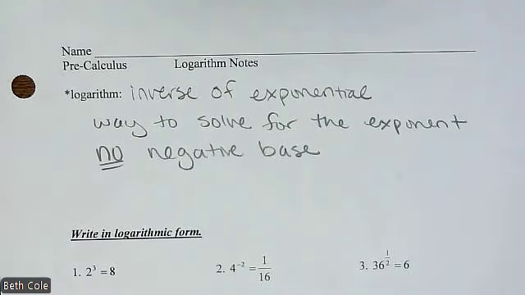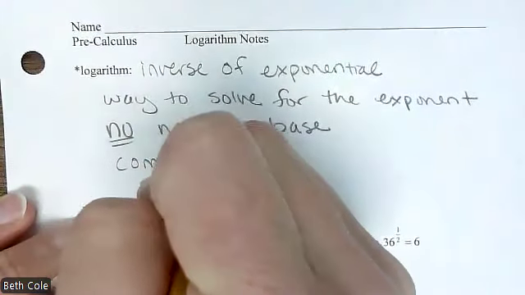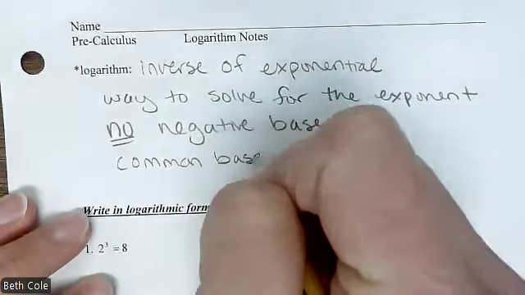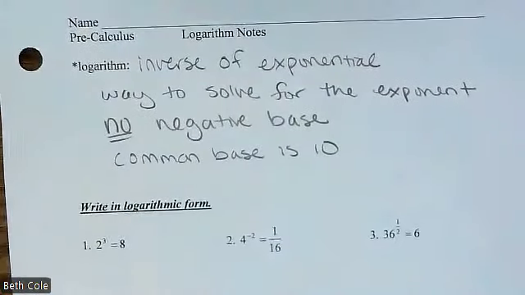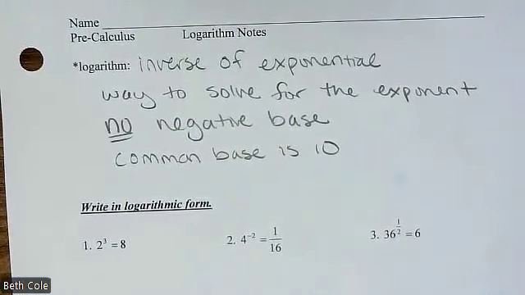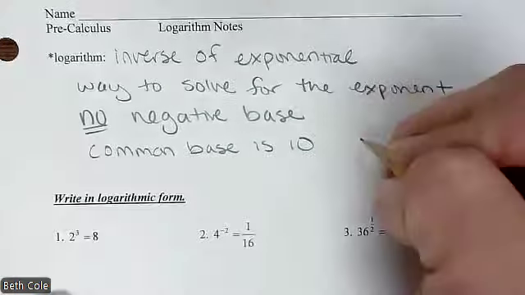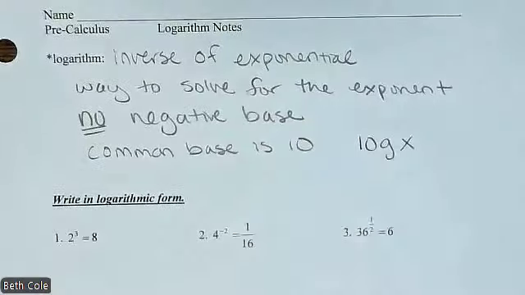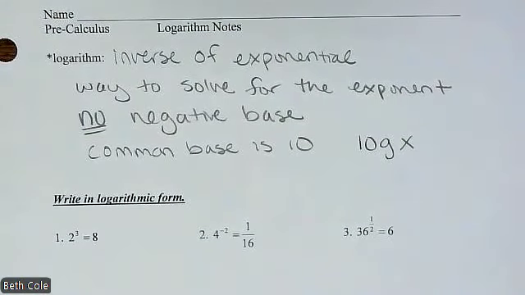Now, there's two kind of special ones. The common base is 10. And so when it's the common base, we don't write it. It's just understood to be a 10. So if you just see log of x without a little base number there, it's understood to be 10. That's because we have a base 10 number system. We have 10 digits, 0 and 1 through 9. Do you get what I'm saying? And we recycle every 10.